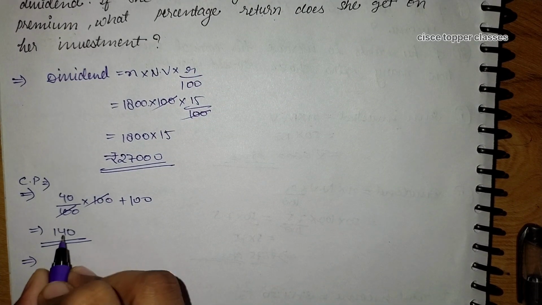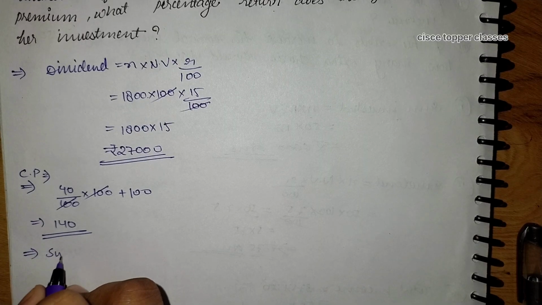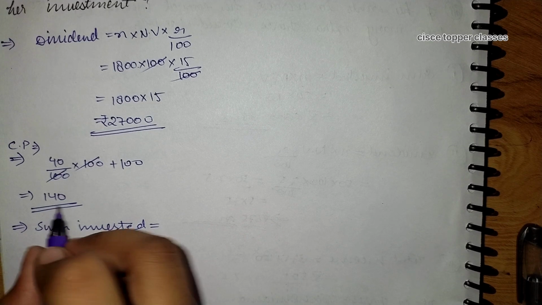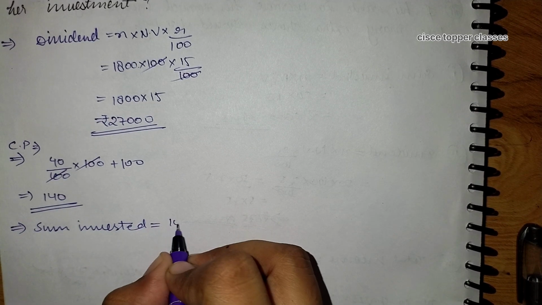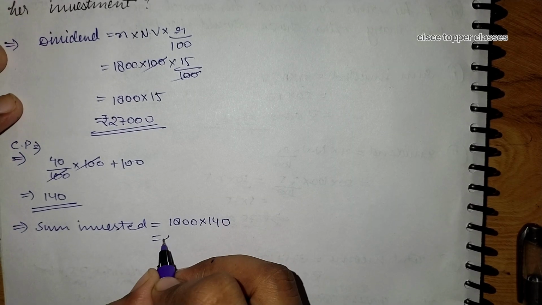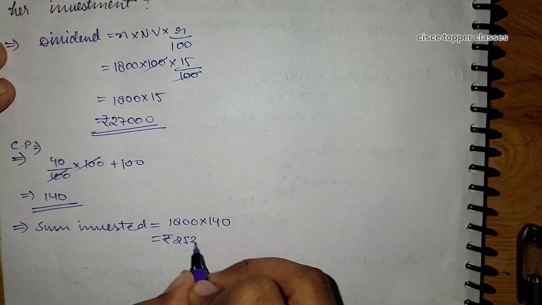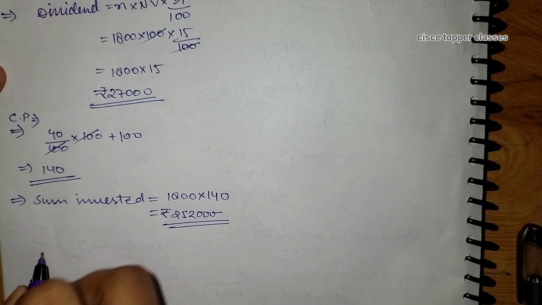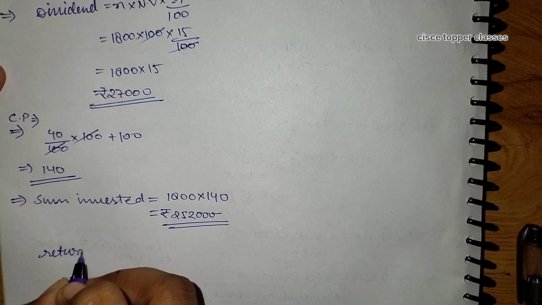So what percent of it she invested will be sum invested. If we have to find, this will be number of shares into the market value. So this is 140 she bought. So sum invested will be 1800 into 140 here, means it is rupees 252,000 is the total sum invested by her. And now we have to find the return percentage on that value.